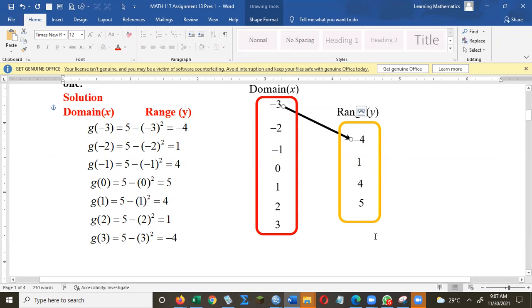You're mapping. Okay? You're making an association. You're linking up -3 towards -4. Can anybody tell me in your own words what to do? So she's correct. She said -3 maps onto -4.